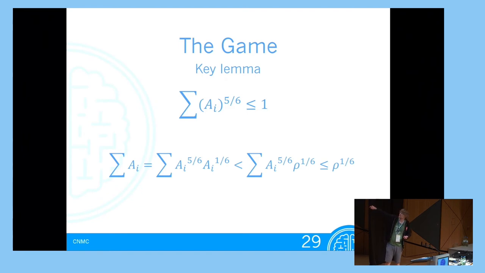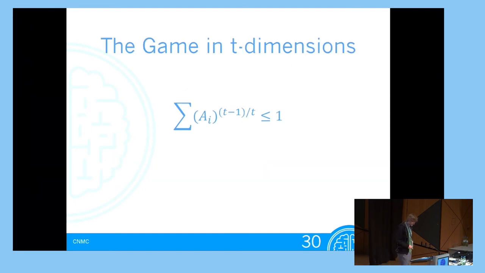That's the probability of surviving the game. So the probability that the point is in one of your cuboids, or you split it this way, substitute one by rho, use the key lemma, get rho 1/6. Right, so it's easier to win this game. And in T dimensions, it goes this way. And yeah, you get rho 1/T.